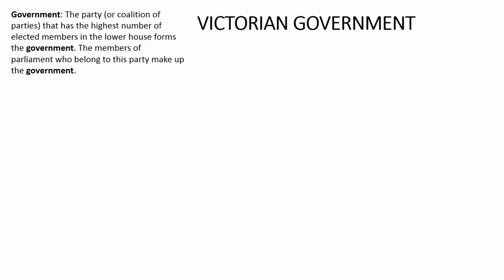At the last election for the Legislative Assembly, which was held in 2018, the Labor Party won 55 out of the 88 seats in the Legislative Assembly. Put another way, the Labor Party had the highest number of elected members in the Legislative Assembly, and this meant that the Labor Party formed the Victorian government.